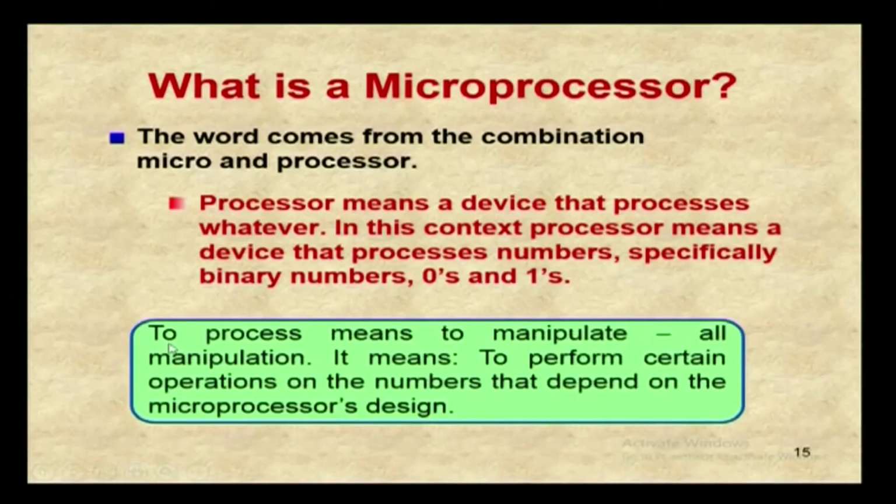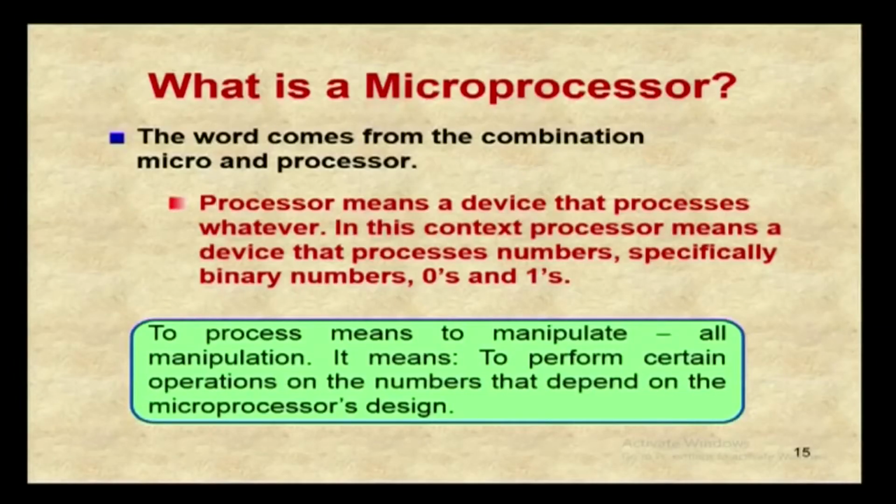What is the process? Process means you are manipulating something, performing some operation on the data. What type of operation? You can perform arithmetic operations, such as addition, subtraction, multiplication, and division, and logical operations such as AND, NAND, NOR, inversion, XOR, and so on. A microprocessor can take the data as ones and zeros and perform any of these operations, either logical or arithmetic.